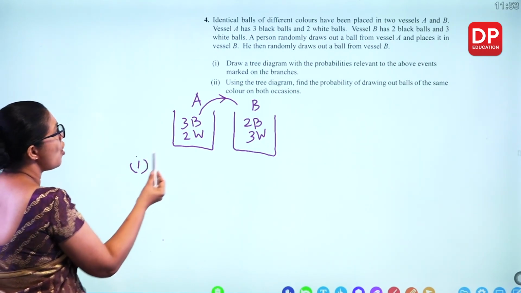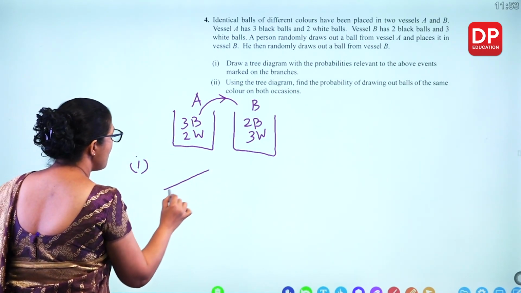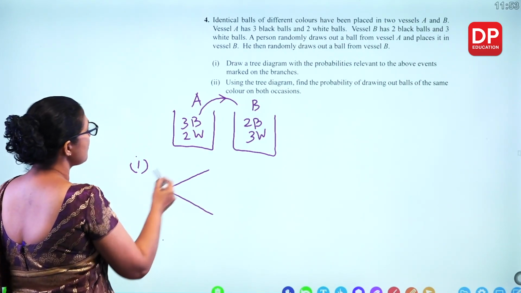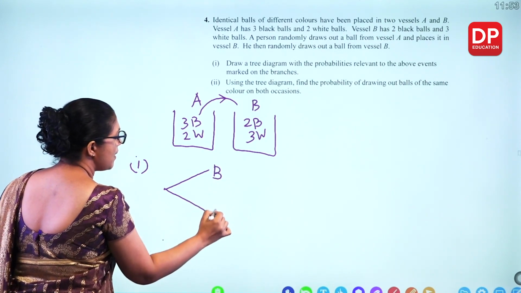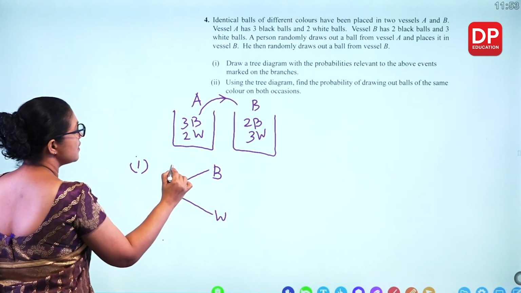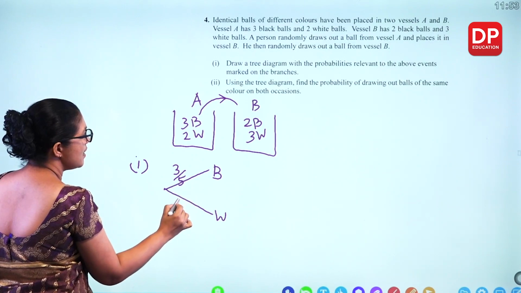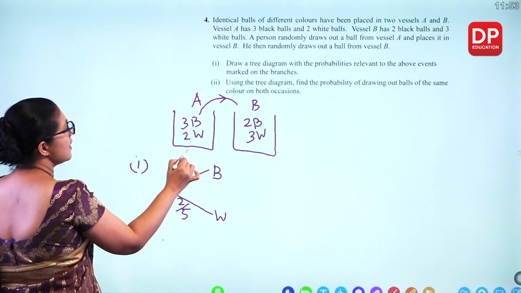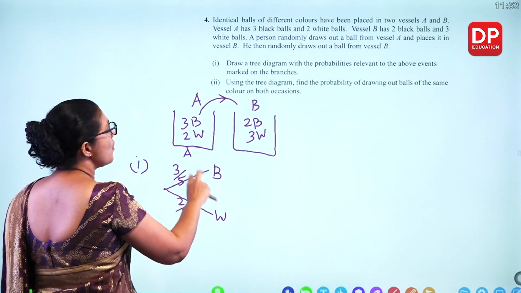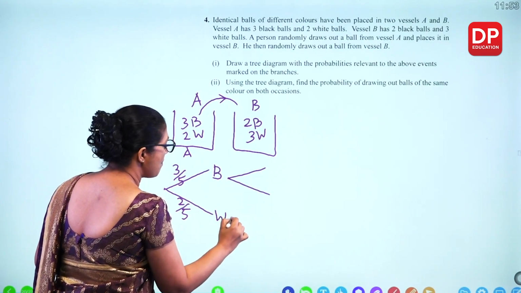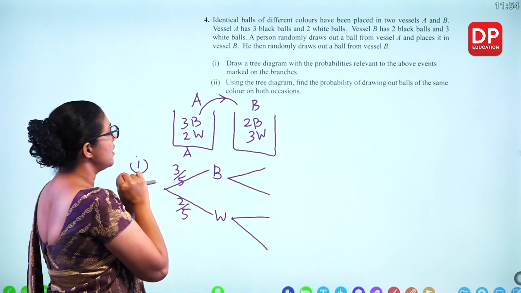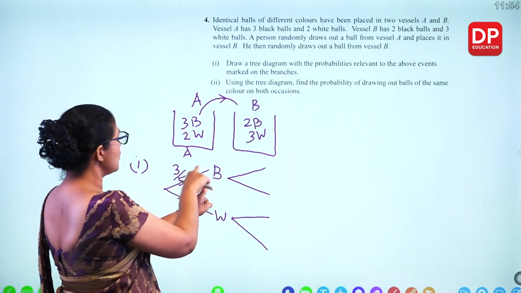So we'll first draw taking a ball from A. How many colors? Black and white. Black, 3 blacks out of 5, 2 whites out of 5. That's A. Then what we do? We are taking a ball from B. But now the balls are increasing depending on the first trial. So taking a ball.